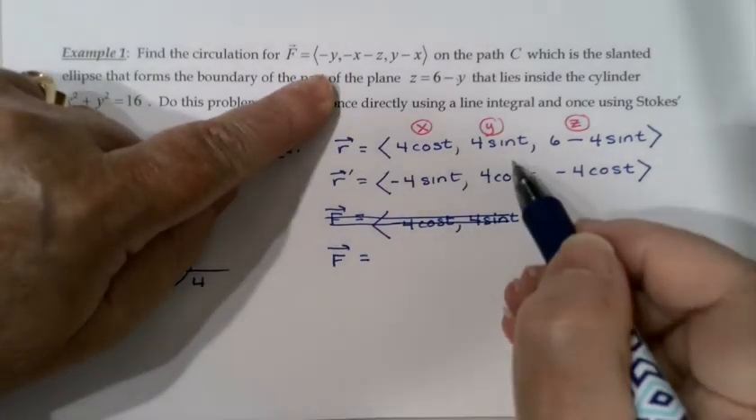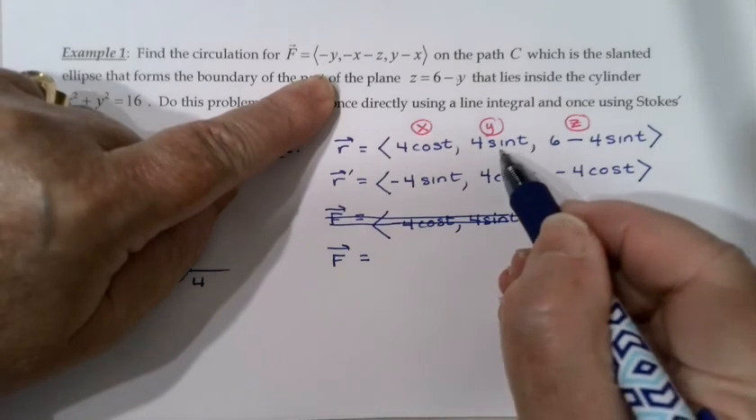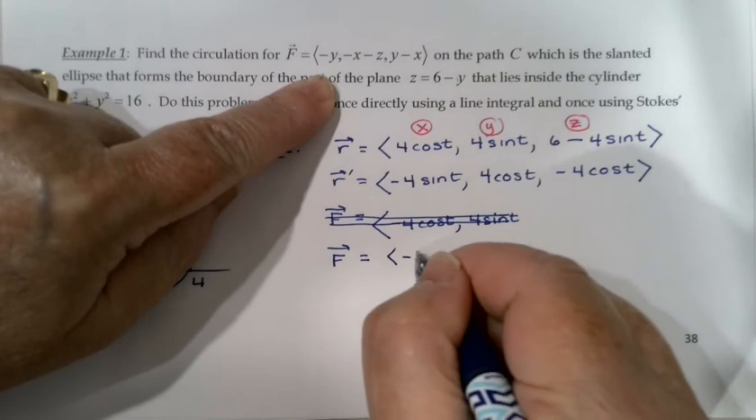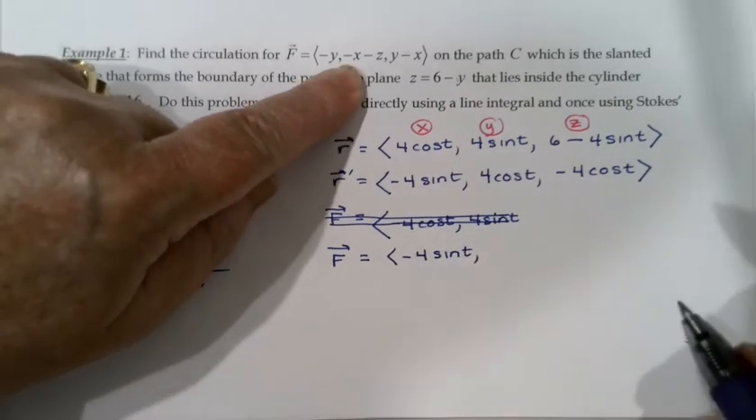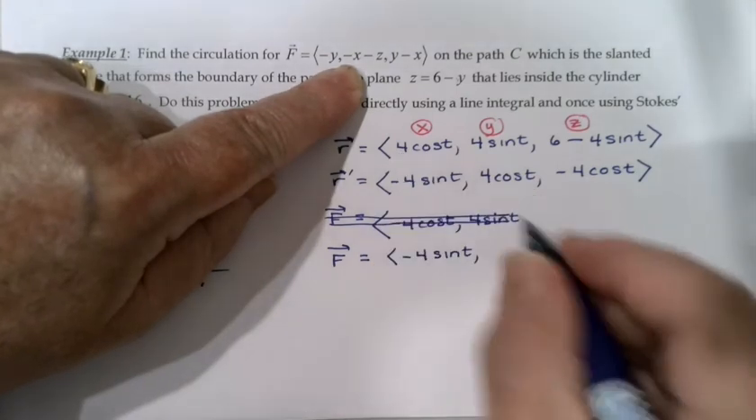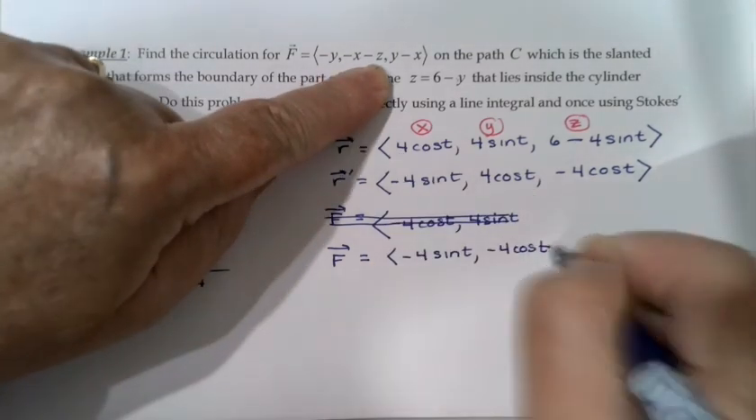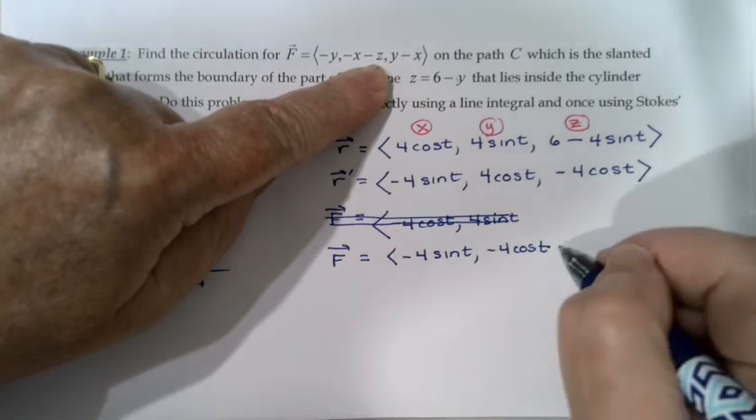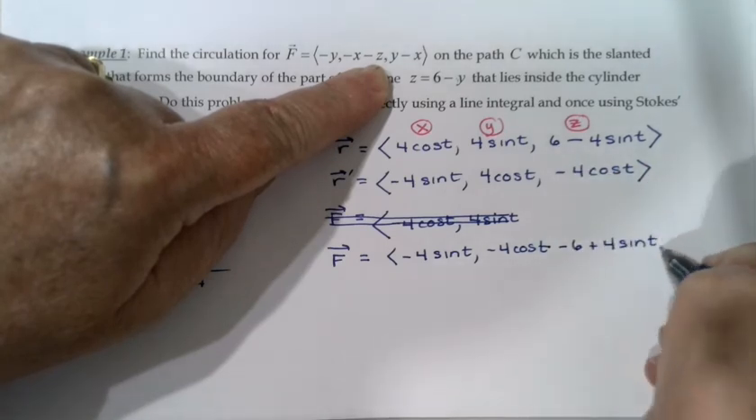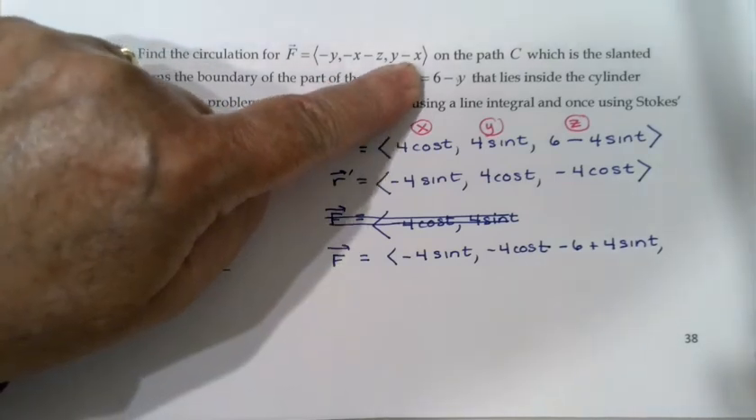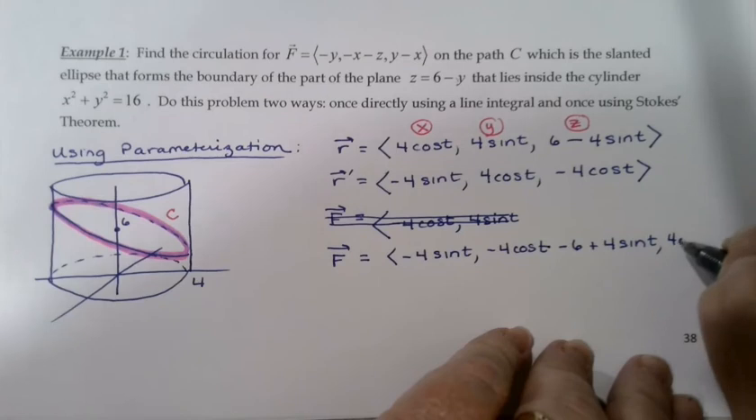Minus y. Here's y up here. So minus y would be negative 4 sin t. And then the opposite of x, so minus 4 cos t, minus z. So if I subtract z, that'll be a minus 6 and a plus 4 sin t. And then finally y minus x: 4 sin t minus 4 cos t.